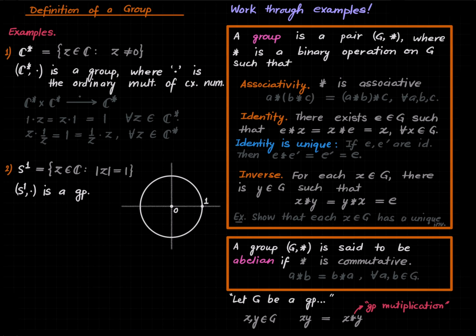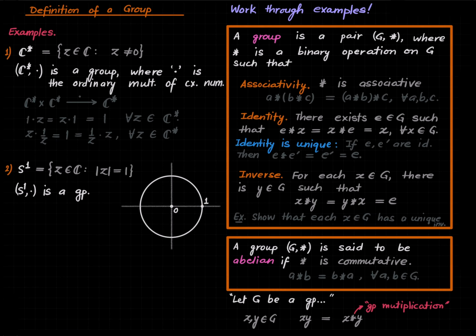Again, before we even ask for these three axioms, is this a binary operation? Well, it is, because if you multiply two complex numbers of unit magnitude, you are going to get a complex number of unit magnitude. So it is indeed a binary operation. Associativity follows because of associativity of the usual product of complex numbers. Identity, well, this guy 1 is sitting over here, so identity is also here.